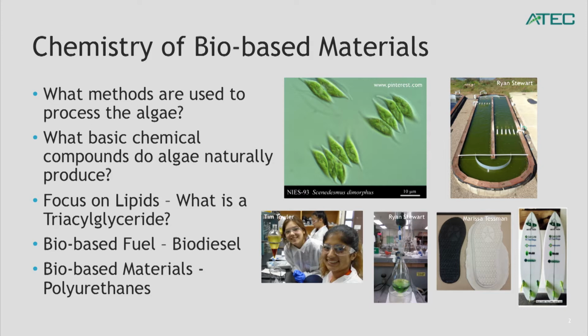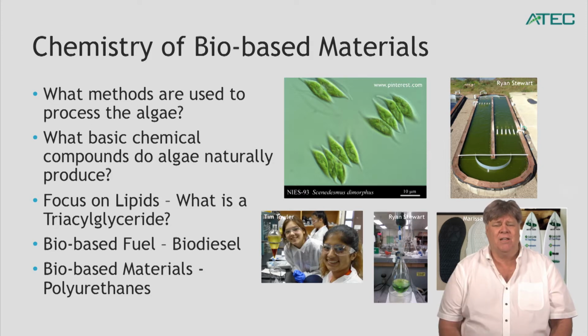Or we can take those same lipid molecules and convert them into things called polyols, which are a base chemical used in making polyurethanes. And so we got two examples over on the bottom right, where we have rigid foam for surfboards and what's called an elastomer for making shoe soles, and then foams for the insoles.